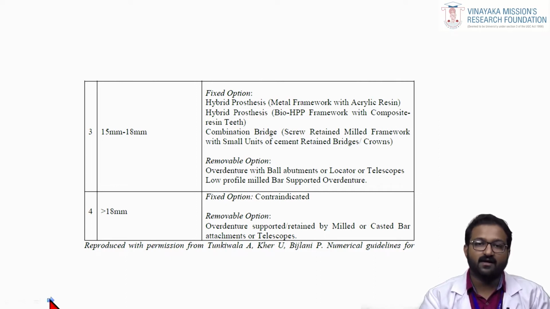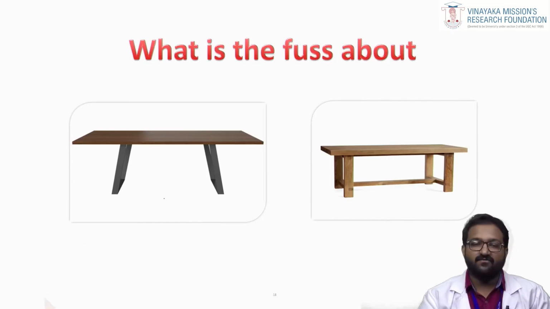So you are clear with the ABCD classification, right? So what is the fuss all about? All the fuss is about the implants placed angulated. So what is the concept behind it?